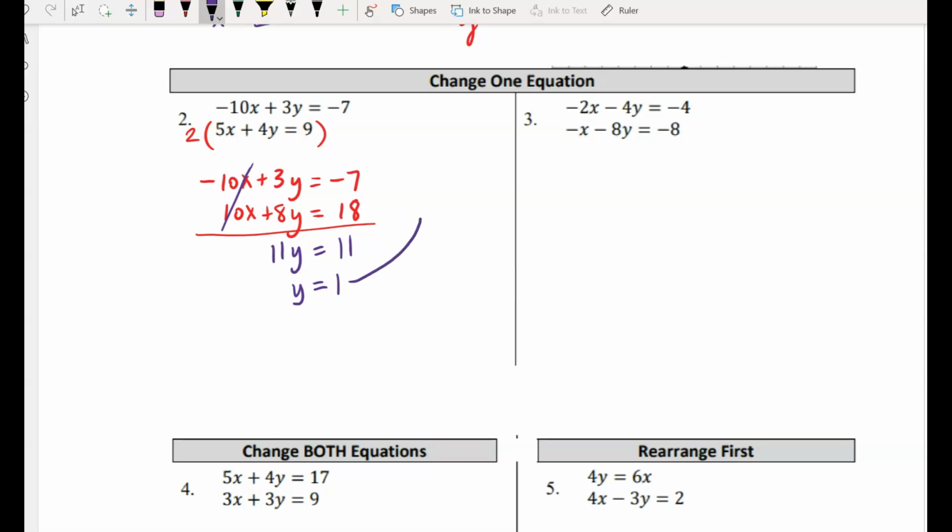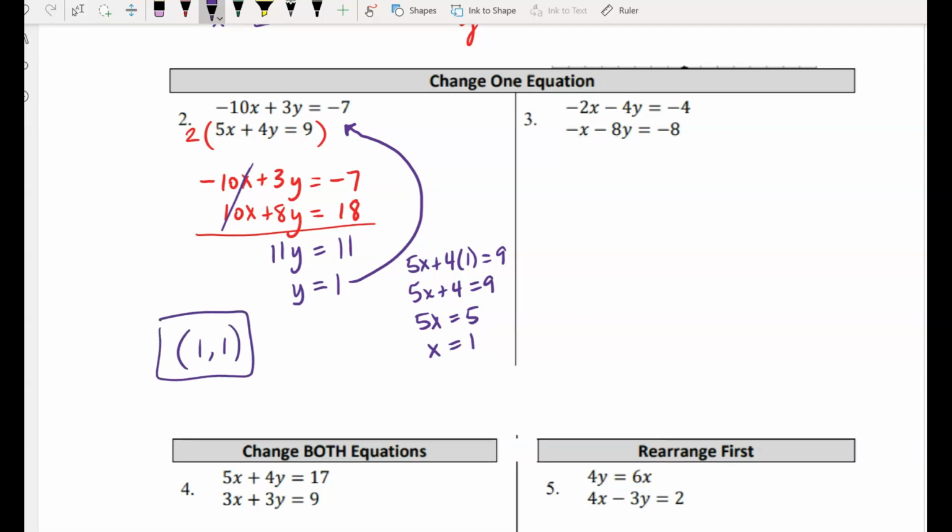Once I've found the value of y, I can go to either one of the original equations and substitute that value for y to find the x that goes with it. I'm going to substitute into the second equation. So I have 5 times x plus 4 times y, but we know that y is 1, is equal to 9. So 5x plus 4 equals 9. Subtract 4 from both sides, and 5x is equal to 5. Divide both sides by 5, and x is equal to 1. Now I know the x value and the y value of the solution to that system.